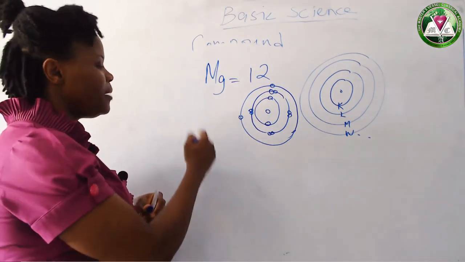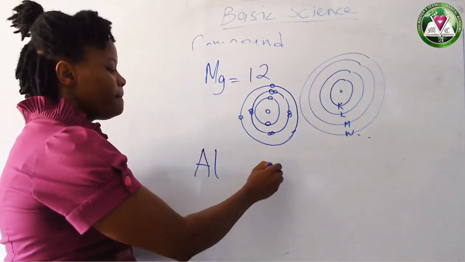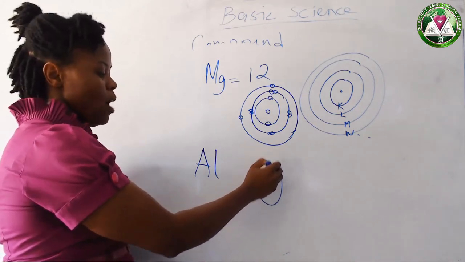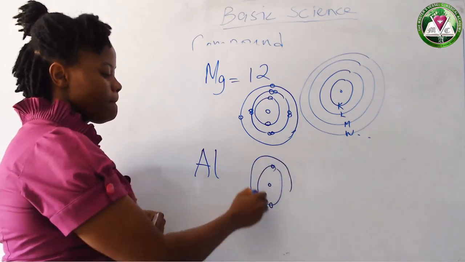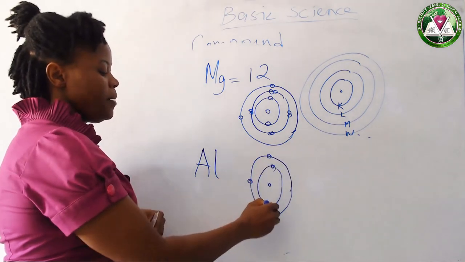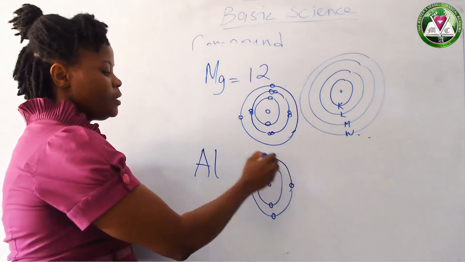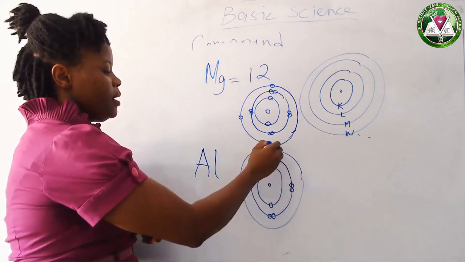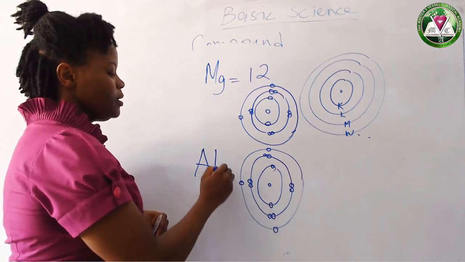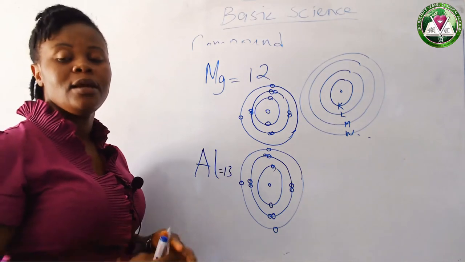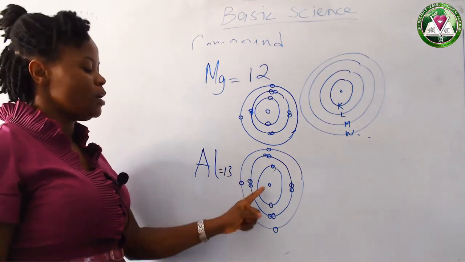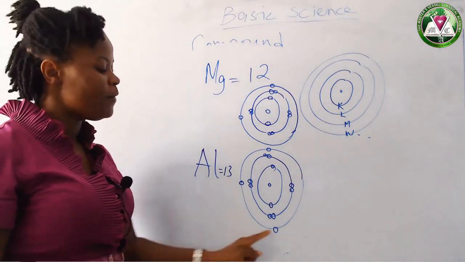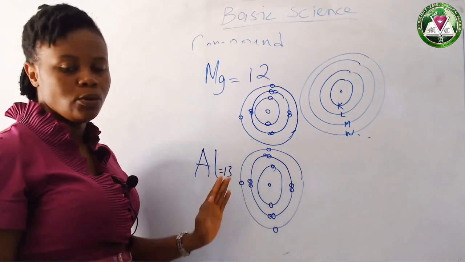Okay, the next one after magnesium is aluminium. Draw it the same way. David, I hope you are getting it now. You draw the first one. Remember, you fill singly. 1, 2, 3, 4, 5, 6, 7, 8, 9, 10, 11, 12, 13. This is aluminium. Aluminium has 13 as its atomic number. The atomic structure must have the same number of electrons as the atomic number. You don't overfill it. You don't say because this one will take 8, let me put 8. No, that would be wrong.